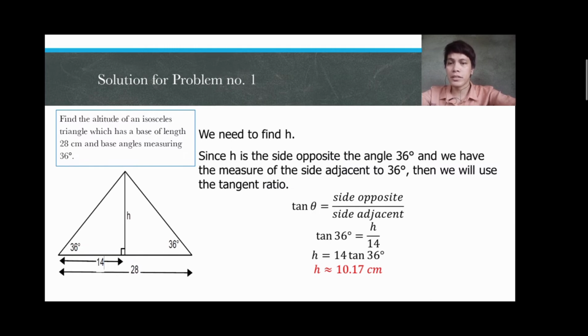As we all remember, tangent theta is equal to side opposite over side adjacent. Therefore, tangent 36 degrees is equal to h over 14. Multiplying 14 to both sides, we have h equals 14 times tangent 36 degrees, and h is approximately equal to 10.17 centimeters.